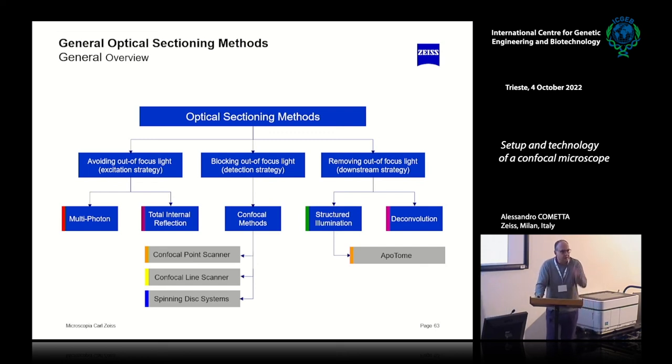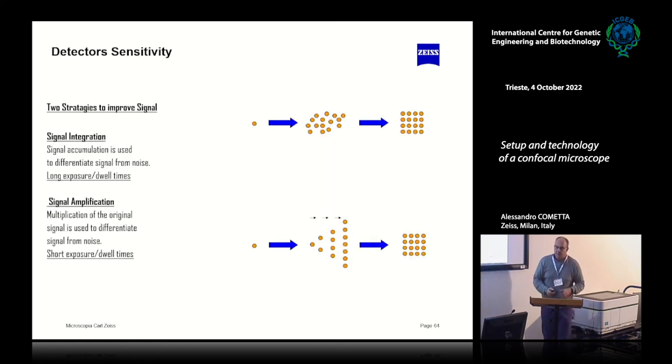Some suggestion, we are almost at the end, so some suggestion on how to work with a confocal. The sensitivity is really important. I can have two main strategies, three. I can increase the time, and it is usually the best one, but it requires a lot of time for the acquisition. Or you can use much more integration or much more amplification. What is the difference? For much more integration, I just use more time to acquire my image.